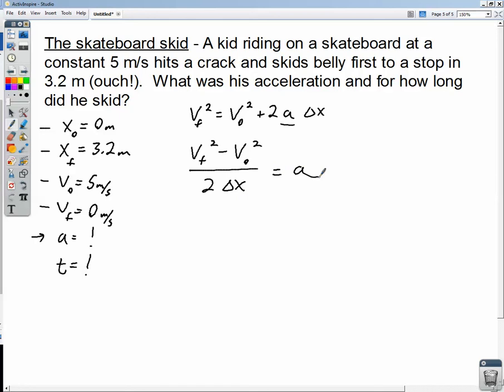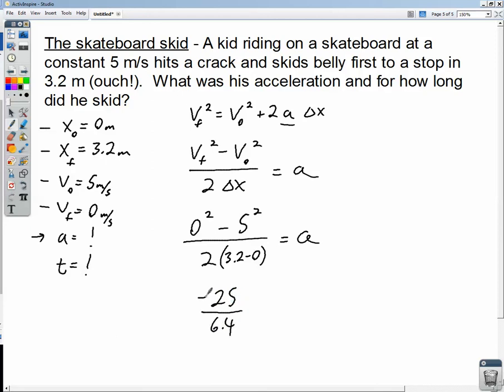So here we plug in our values. V final was 0 squared minus initial velocity, which was 5 squared, divided by 2 times delta x, which is final minus initial, 3.2 minus 0, is equal to a. So let's see here. We've got 25 on top. 2 times 3.2 is going to be 6.4. Oops, and that's negative 25. Be careful, the signs matter. Is equal to our acceleration.